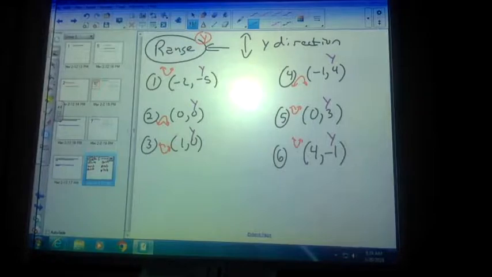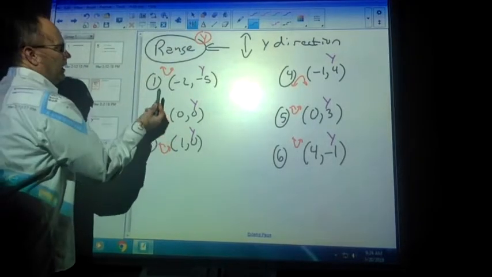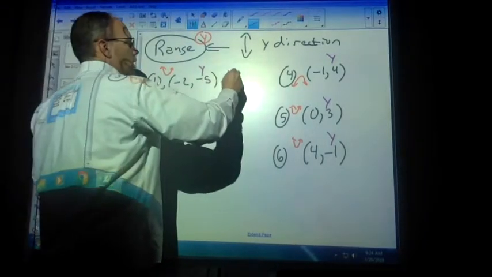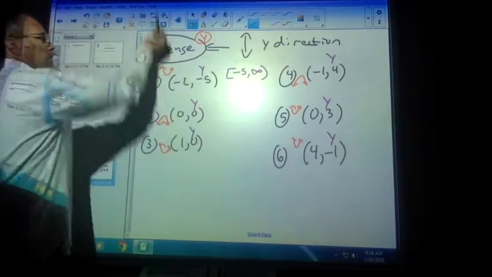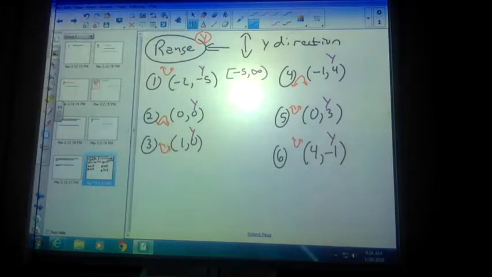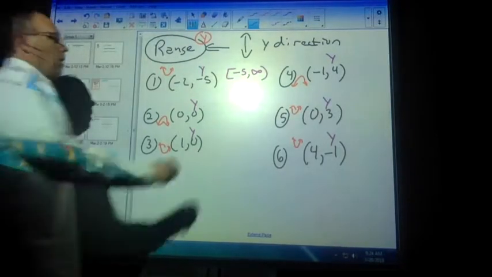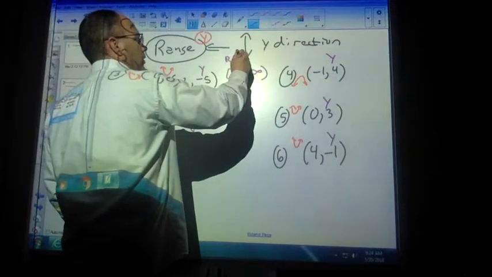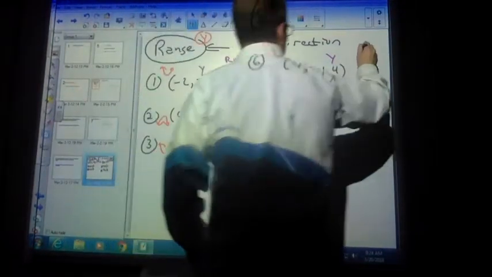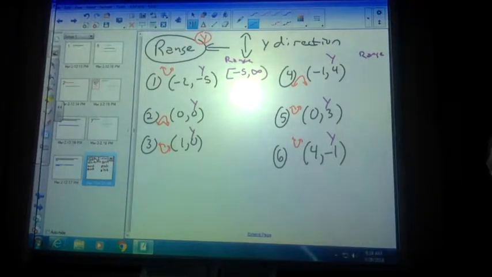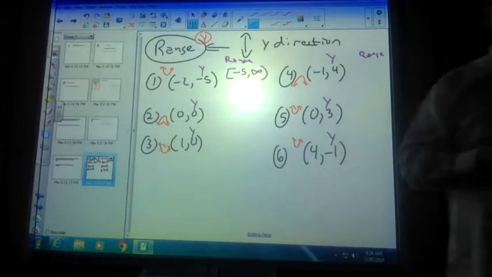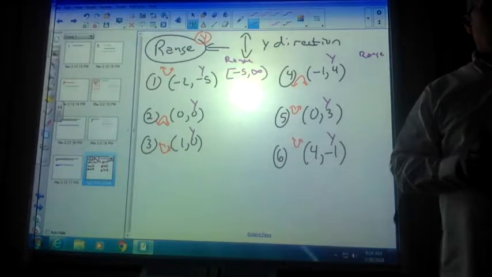Being this one opens up, if I take the elevator up, the range starts at -5 and it goes to infinity because it continues to go up. Now, what is that called? That's the range. So all this purple we'll call the range. Okay, and I'll do the range over here too. So if it's up, would it be negative?